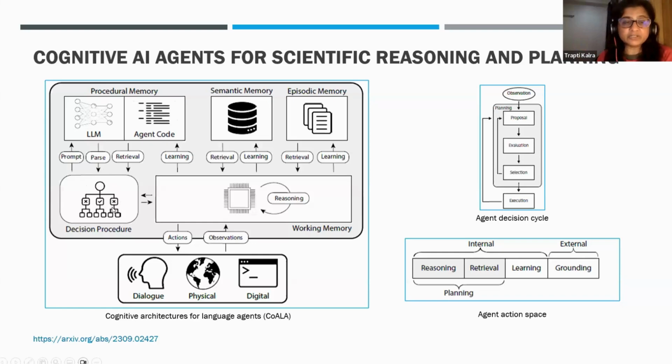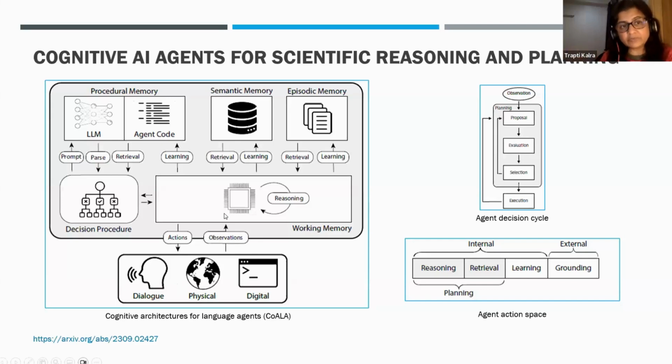And the decision procedure has to take decisions, and this is powered by a reasoning engine. How this reasoning engine actually works is by taking in observations from the external world and taking some actions, and these actions will again lead to some kind of observations. For example, think about an agent which talks. They could be taking some actions, hearing some input from a human, that becomes an observation, and on the basis of that, they can reason.